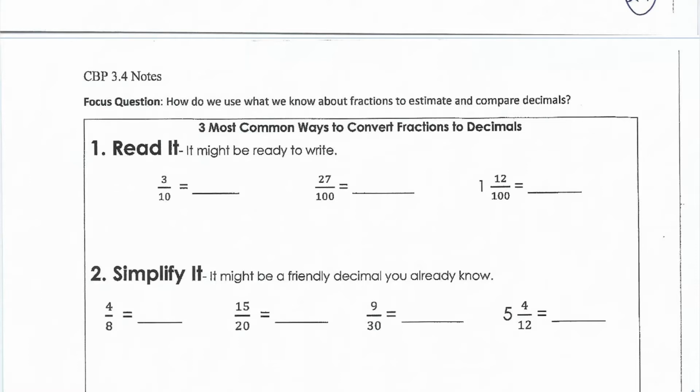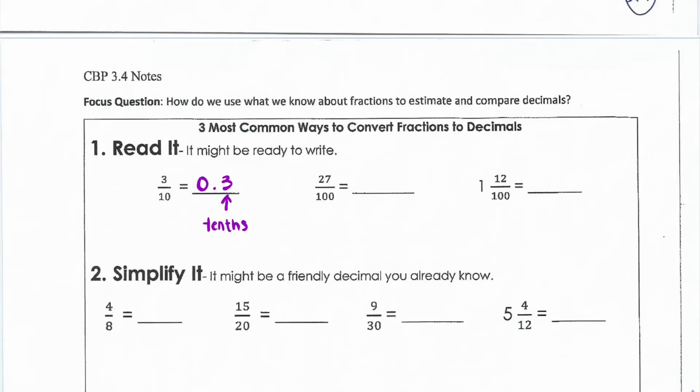First one, and probably the easiest to work with, is read it. It might be ready to write already. So read the fraction out loud, change it into a decimal. So I read this first one here as 3/10. So hopefully you remember that the decimal looks like this, 0.3, and the reason why that's the same is because there's a 3 in the tenths place. So I read this decimal as 3/10.